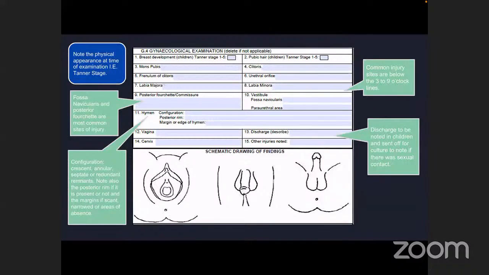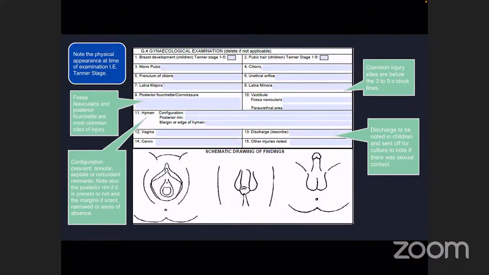Section G4 entails the gynecological examination. Here, for children as well, Tanner stage is important. In terms of the common injury sites, that's at the labia below the 3 to 9 o'clock lines, which is the most common site of injury, as well as the fossa navicularis and posterior fossa, which are common sites of injury.